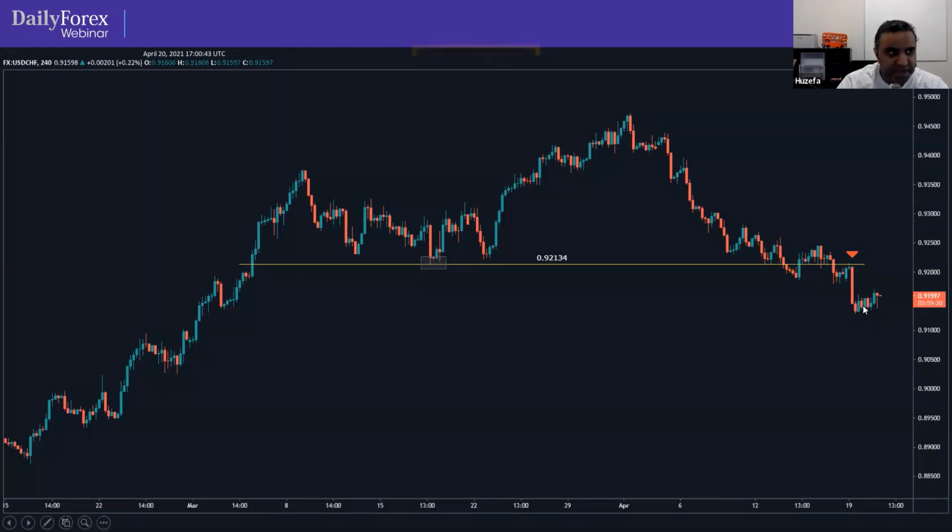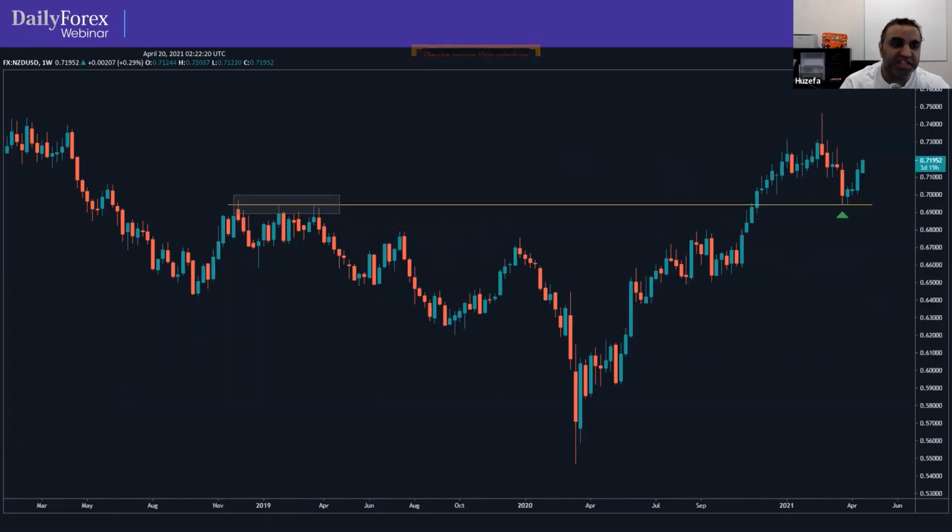It's making a counter move, a corrective move now. So this is the impulse move down. It's making a corrective sideways move. I think we're due for another leg down. It's really struggling to make any headway bullish. So I'm bearish dollar Swiss.